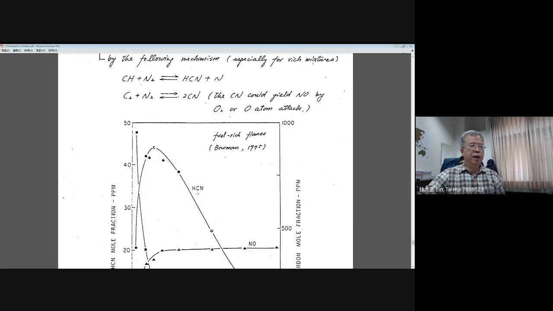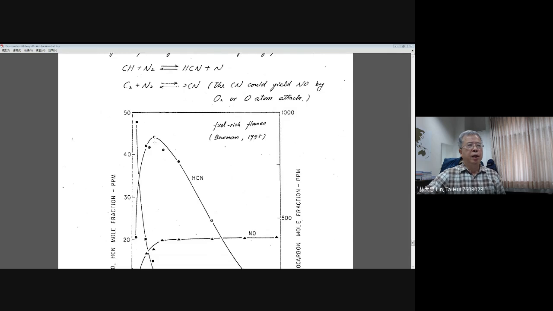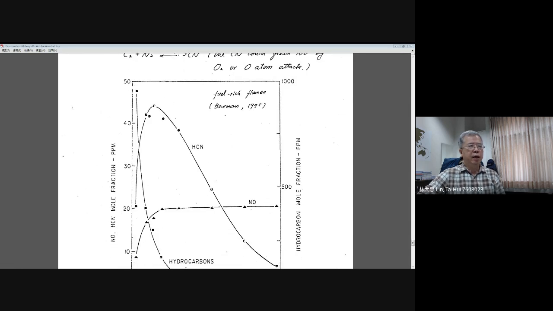Okay, those species contain a certain amount of nitrogen atoms, and they will react with the rest of the oxygen radicals. Then they will convert HCN to NO. You can see initially the HCN increases to a large value in the downstream of the flame zone. Okay, the hydrocarbon reduces its concentration, but HCN increases.